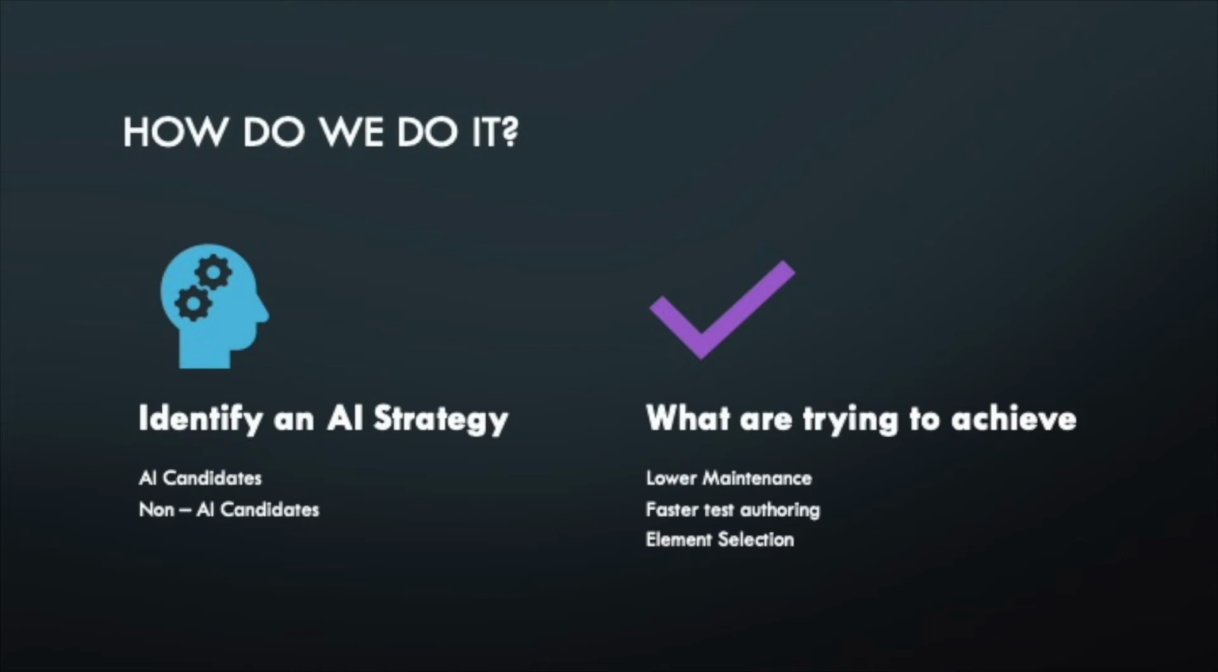The second piece is what we are trying to achieve. And what we want to achieve in this scenario is lower our maintenance, get faster test authoring, and allow for easier element selection via the convolutional neural network.